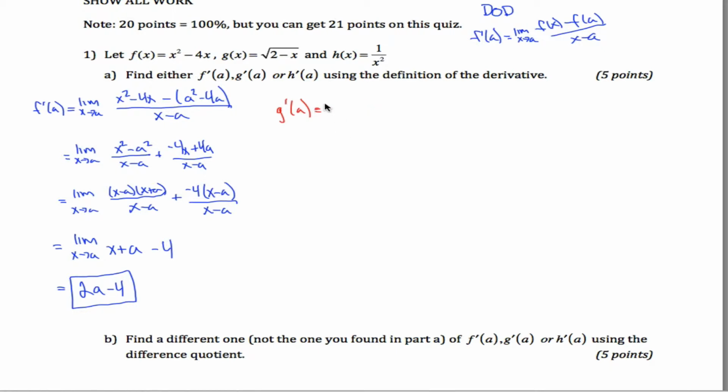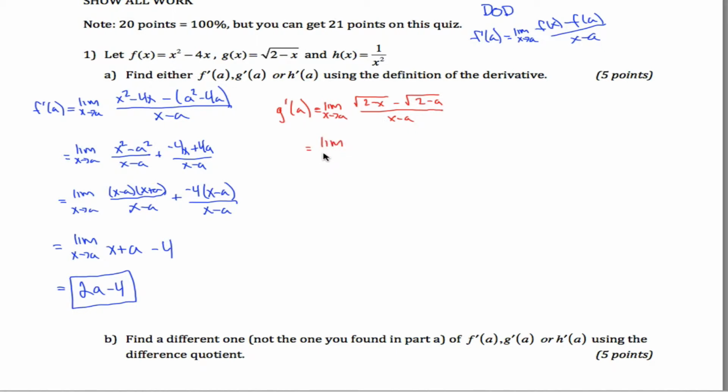g prime of a is equal to the limit as x approaches a of g of x, which is the square root of 2 minus x, minus g of a, the square root of 2 minus a, divided by x minus a. And what the trick here will be is I'm going to multiply the top and the bottom of this fraction by the conjugate of the numerator, by the square root of 2 minus x plus the square root of 2 minus a.